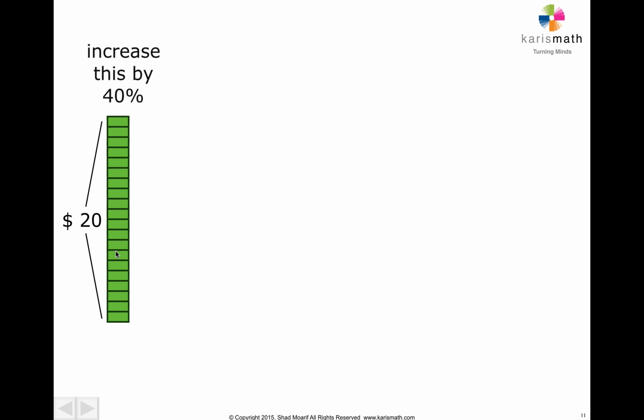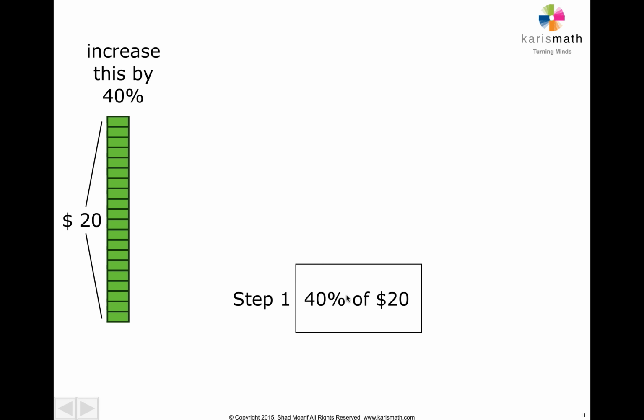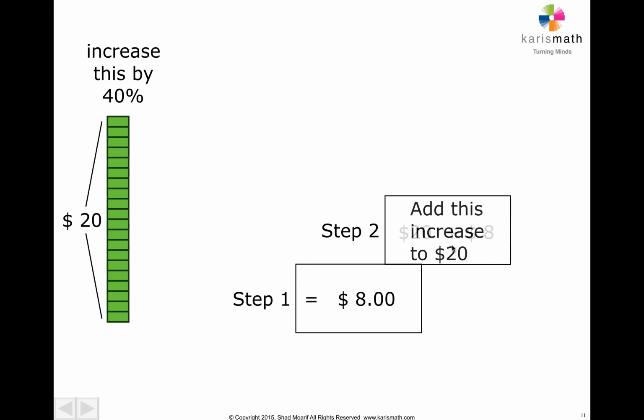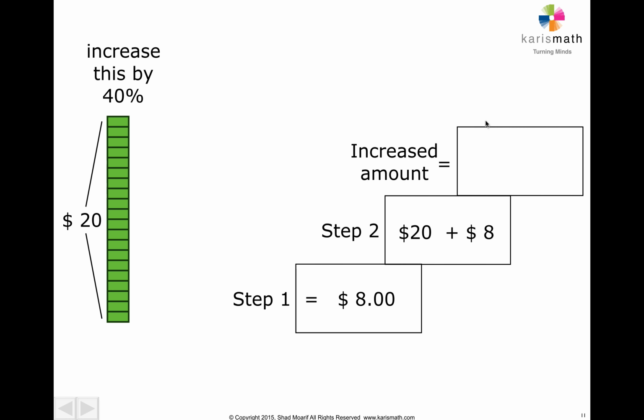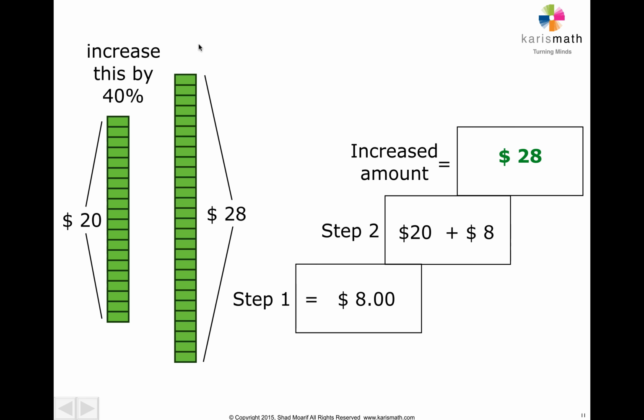This is $20. If you want to increase this by 40%, all you do is take 40% of 20, work out what the calculation is. It comes to $8. Step 2, add $8 to $20. That increase makes it $28, and that's the increased amount. You see? And the graph will show a longer bar for 28 than for 20. It's increased by 4 at each end.